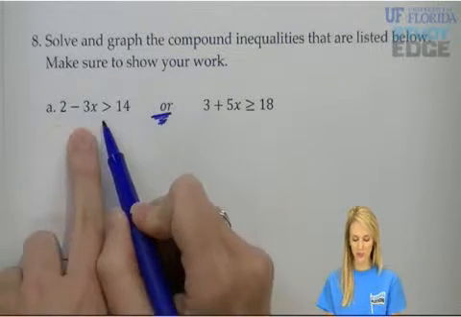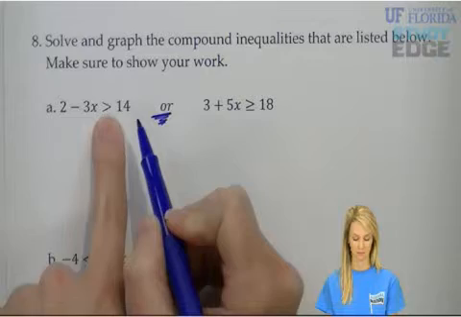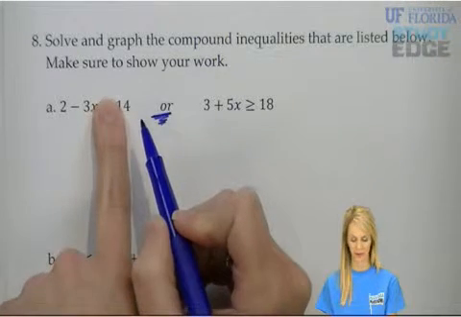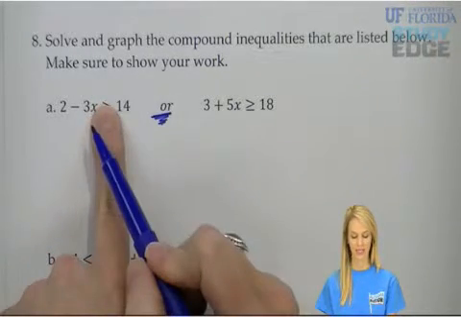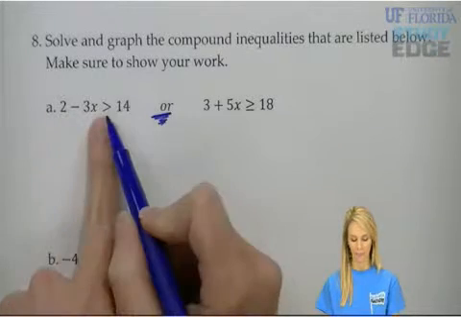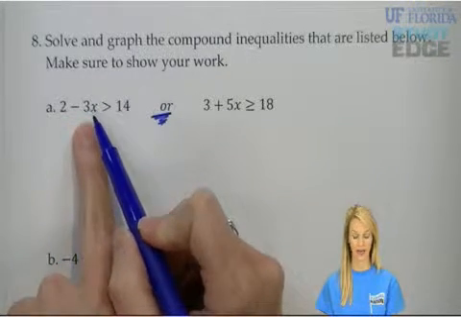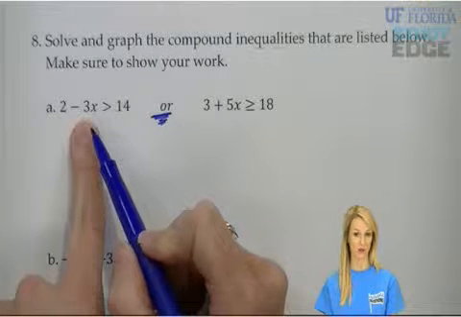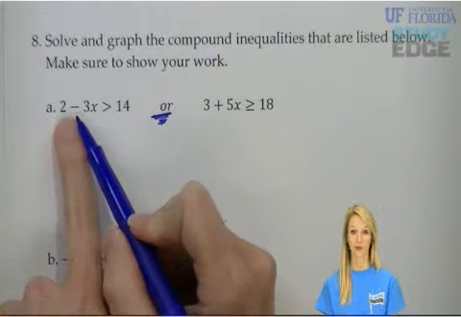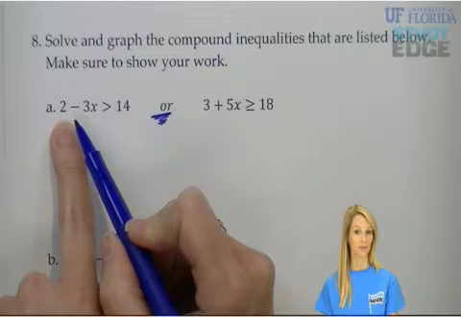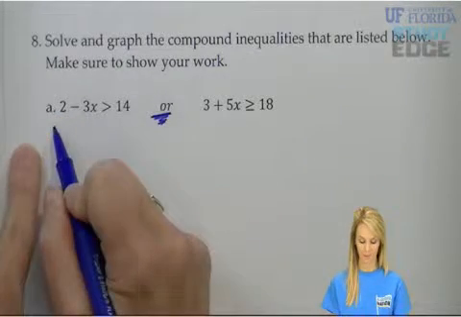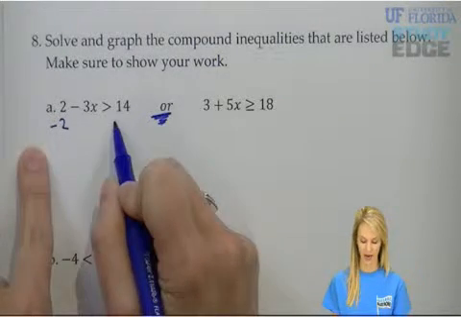So we see 2 minus 3x is greater than 14. Ignore that greater than. We're not going to deal with that right now. First thing we want to do is get x by itself. On the left, we have our term with x. We have a negative 3x. Is there anything added or subtracted to that term? There's a 2. Is that 2 positive or negative? Positive. How are we going to get rid of it? We're going to subtract.